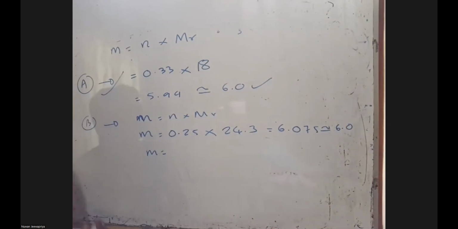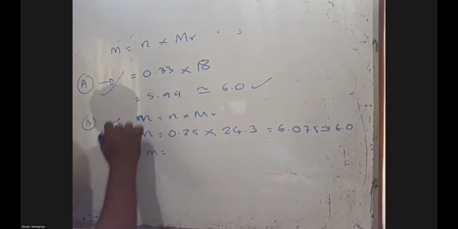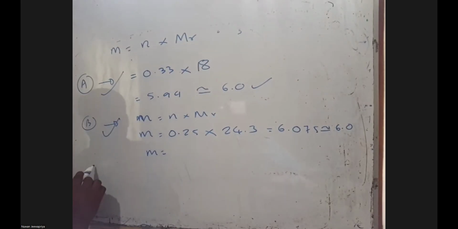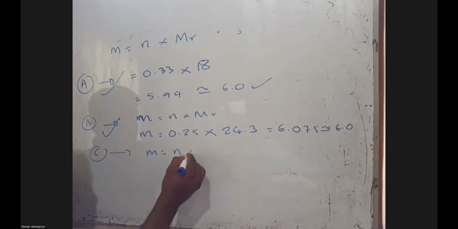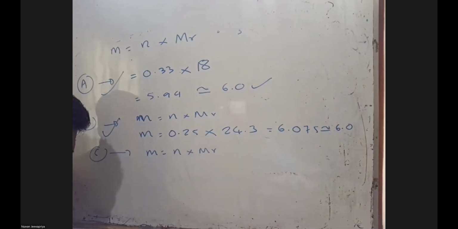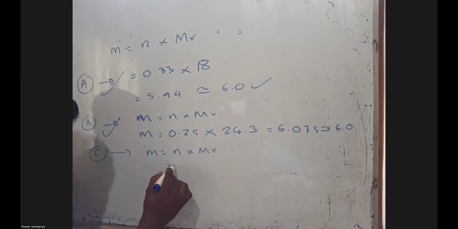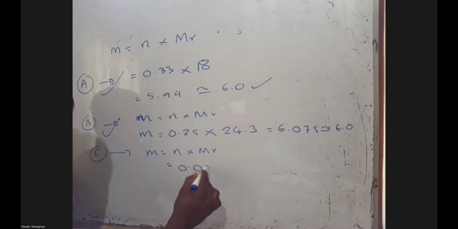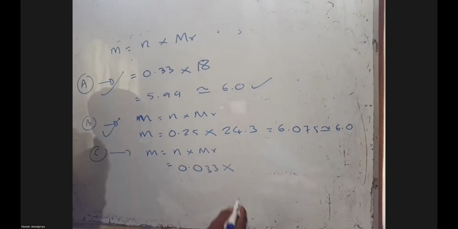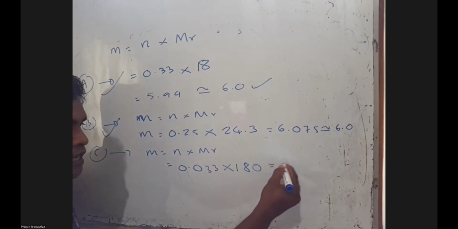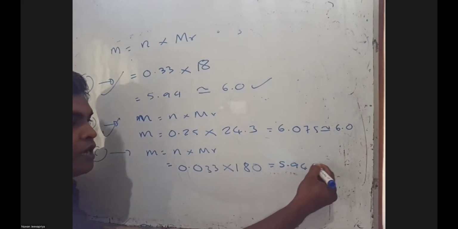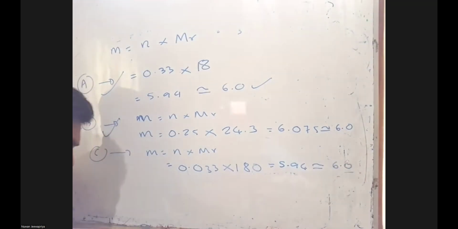So the A answer gives 6 grams, B answer gives 6 grams, and when I go to the C answer, mass is equal moles into molecular mass. So then moles they have given 0.033. Molecular mass is how much? 180. So we consider 0.033 multiplied by 180. So then again the answer is 5.94, approximately equal 6.0.